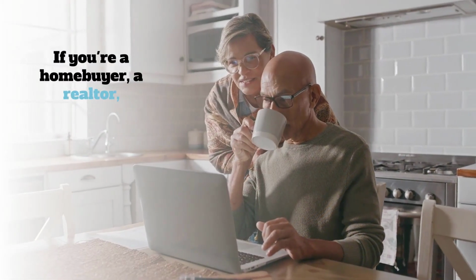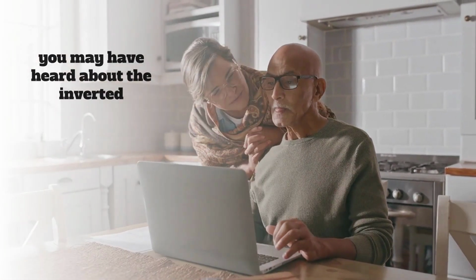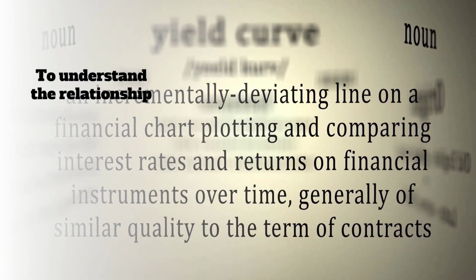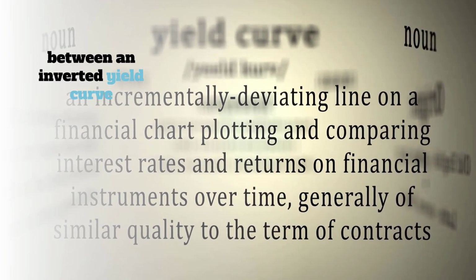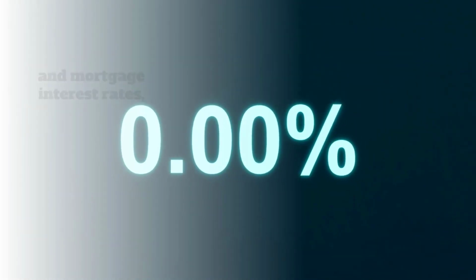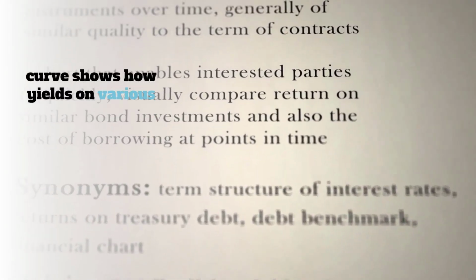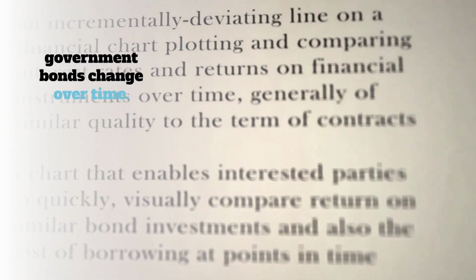If you're a home buyer or realtor, you may have heard about the inverted yield curve. But what does this mean for mortgage interest rates? To understand the relationship between an inverted yield curve and mortgage interest rates, it's important to first understand what a yield curve is. A yield curve shows how yields on various government bonds change over time.